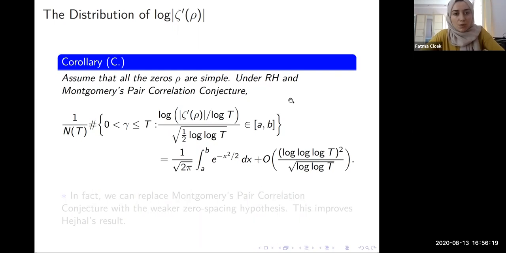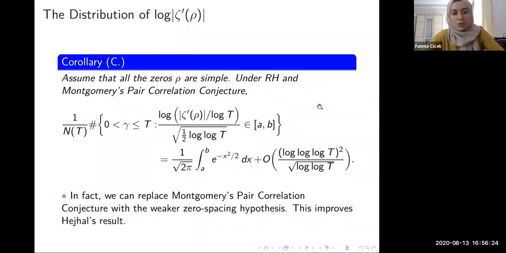So we assume that all the zeros are simple. We assume the Riemann hypothesis and Montgomery's pair correlation conjecture, and we get an explicit error term for Hedgehog's result. So this is just a corollary, but independent of this corollary, using the same ideas, we can show that instead of Montgomery's pair correlation conjecture, we can use the zero spacing hypothesis that Hedgehog used, and still obtain an error term. So we can make our result stronger.